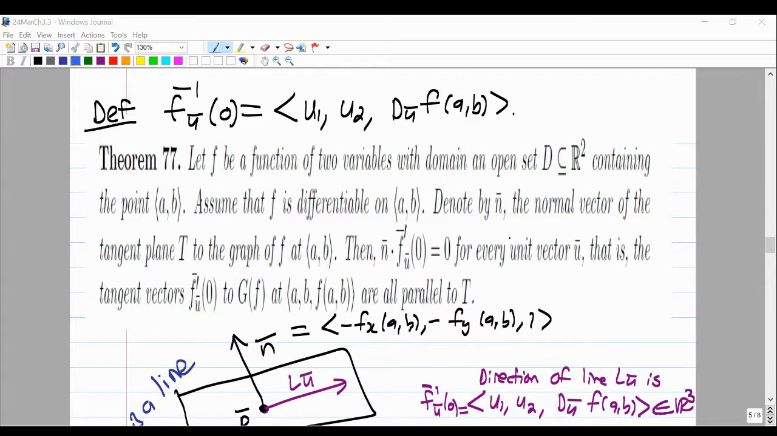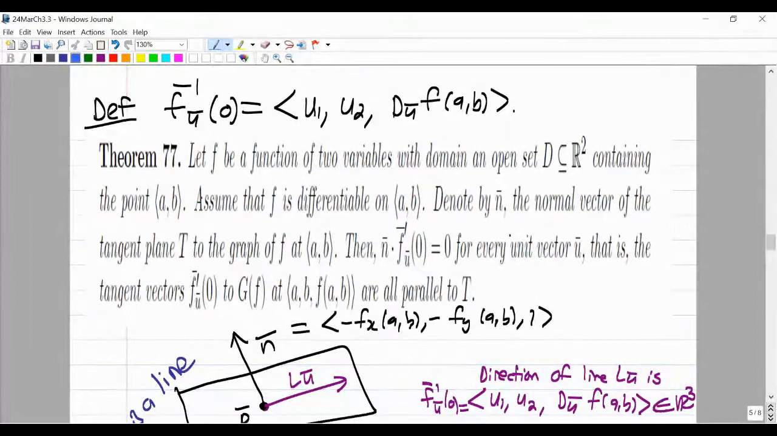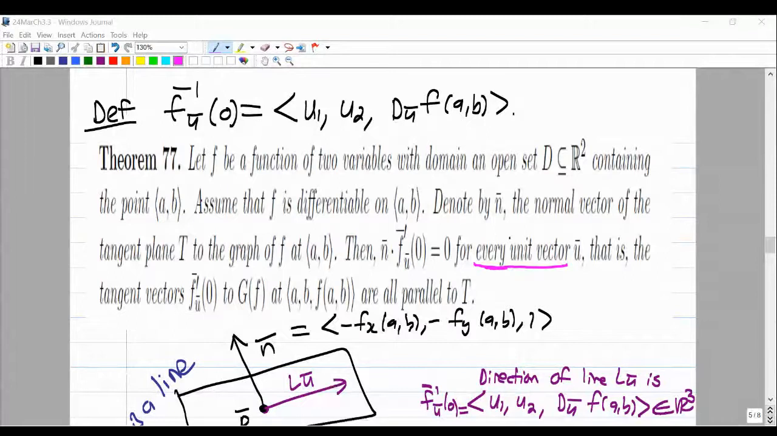vector u. Can I get 5 people to write the word every in the chat? So when you read a definition or a theorem, there are sometimes keywords. So here, this is true for every unit vector u. Thank you, everybody, for the everys.